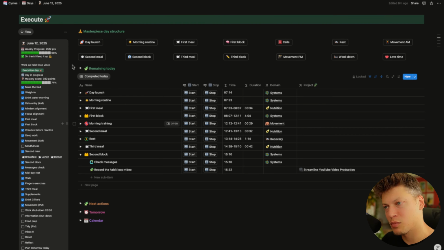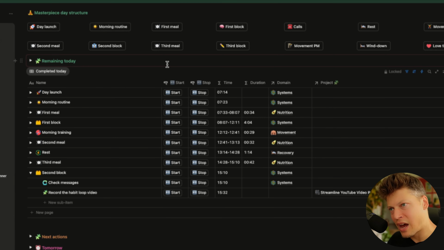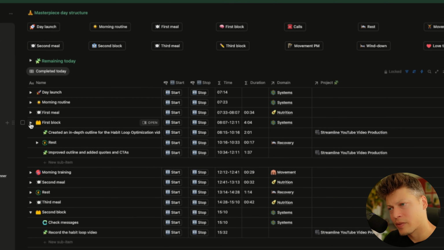So let's move to queue number 3. A queue type number 3 we touched on slightly, and I would call these semantic action containers. What I mean by that is you saw what we did with the first block. We only created the overarching container for actions, but we could have put anything inside. The thing with these is that you can associate them with specific types of actions.